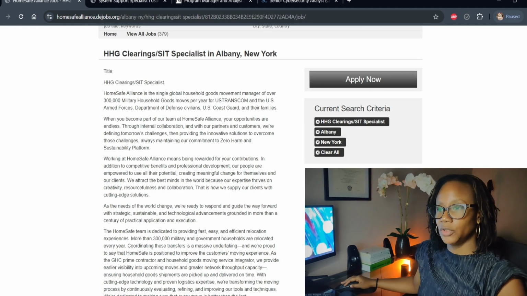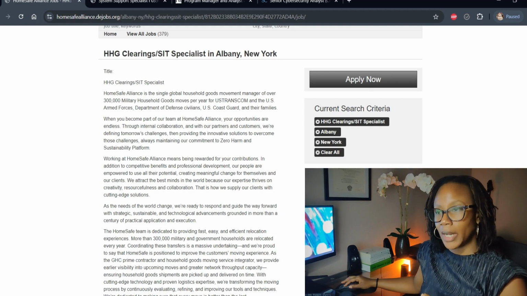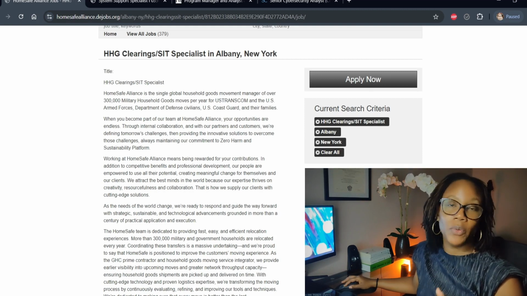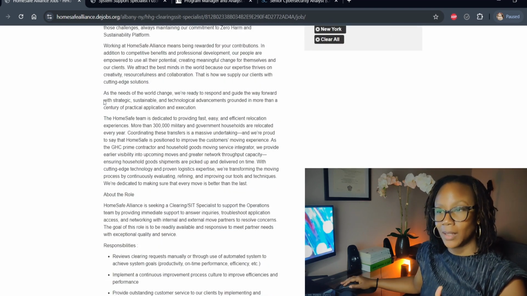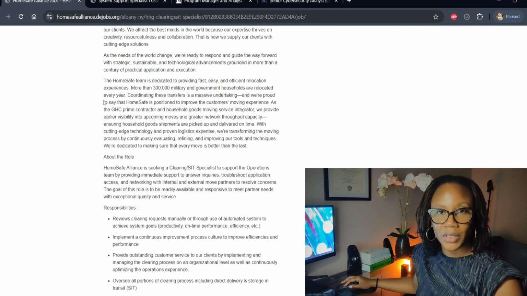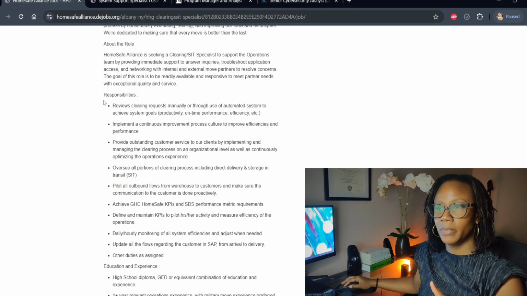Let's look at the job description here. The beginning tells you about the company, what they require, what to expect if you become a part of their team. But most importantly, we want to see if we qualify. Now, this is one of the entry-level roles. So let's look at the responsibilities here.